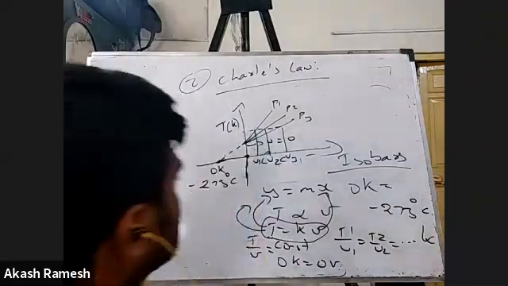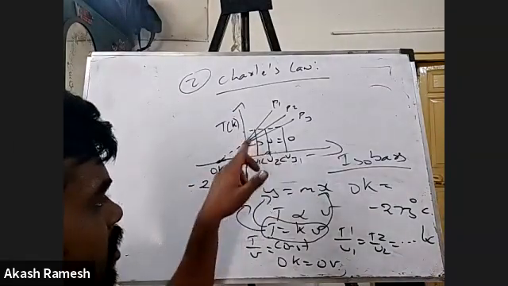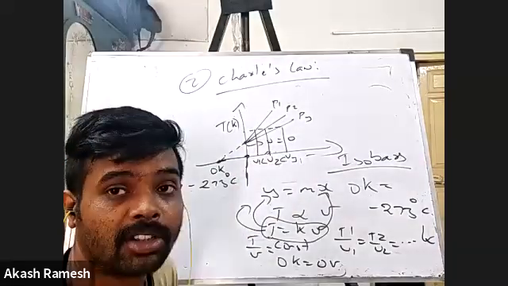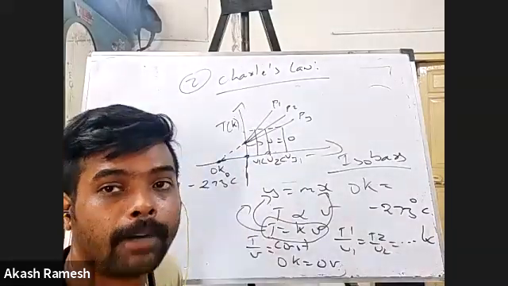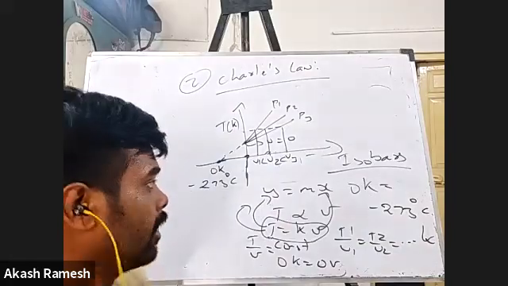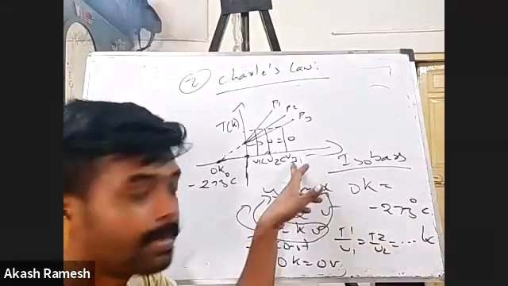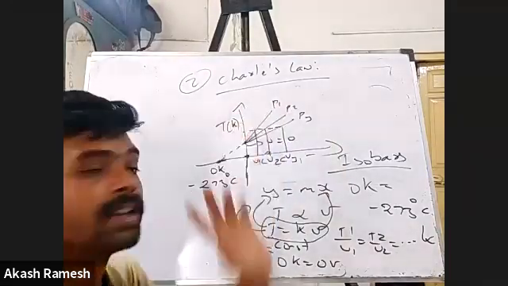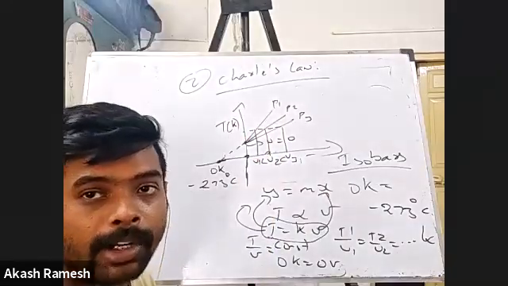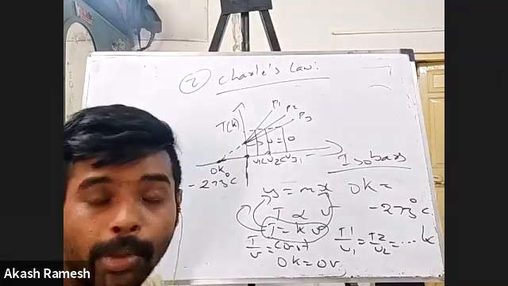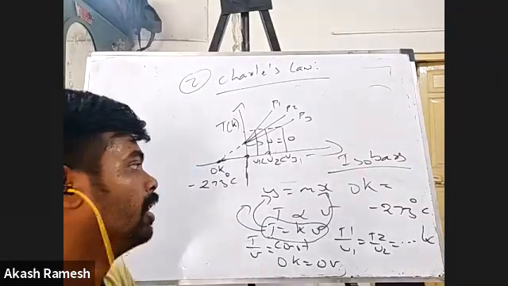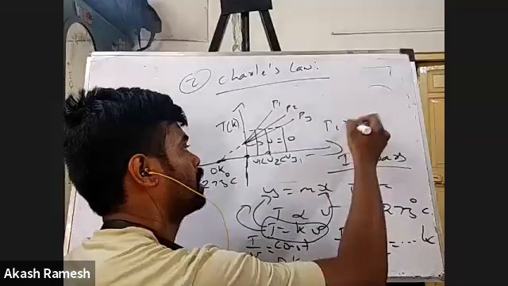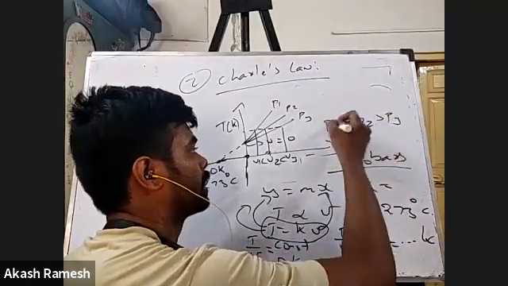Okay, anyway, we see that V3 is the greatest, V2 is less, and the least is V1. And I know volume and pressure are inversely related. So if V3 is the greatest, P3 is the least. If V1 is the least, P1 is the greatest, because volume and pressure are inversely related. So P1 will be greater than P2, which will be greater than P3.